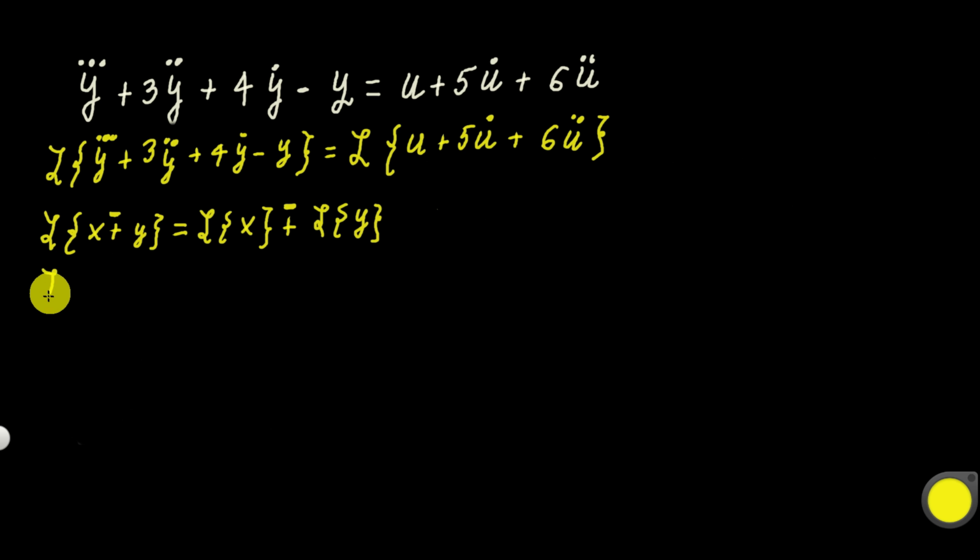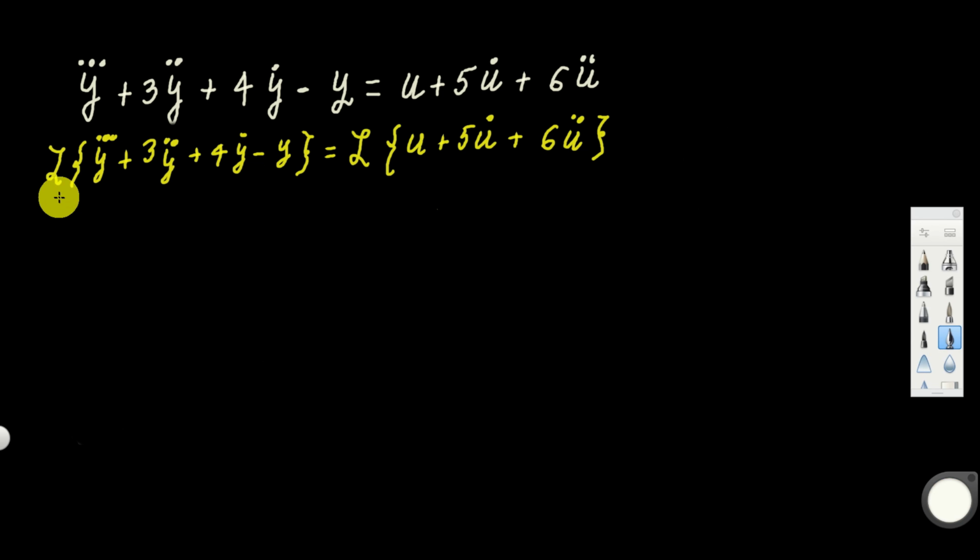Next, we have the following nice property. If a is a constant that multiplies the x or y signal, then this constant can get out of the Laplace transform operator. So we will have Laplace of a multiplying x is equal to a Laplace of x. And these two properties are the consequence of the linearity of the Laplace transform operator, and we will use them in the sequel.